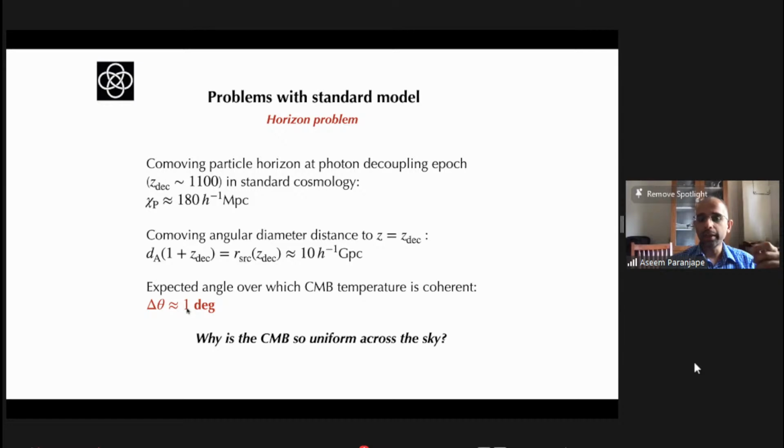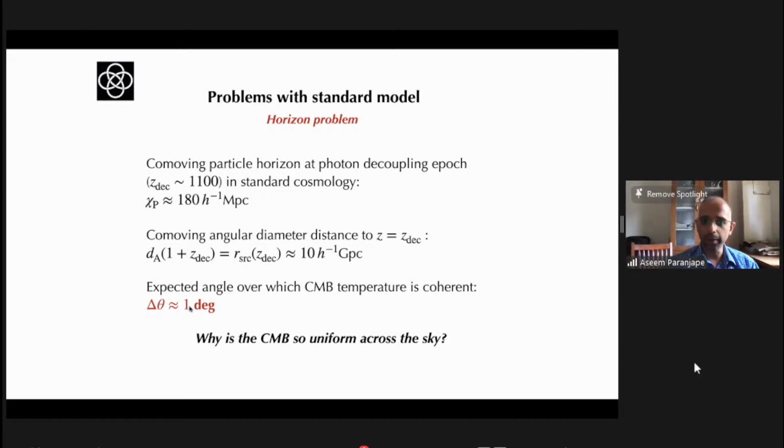Now ask, what did we figure out from the observations of the CMB temperature? The thing that we started by realizing is that the CMB temperature is basically exactly the same in all the directions of the sky, including like 180 degrees apart.